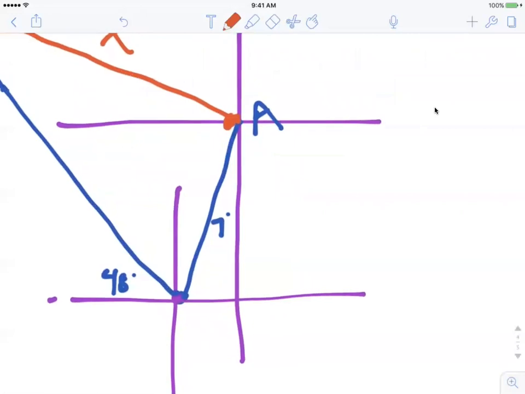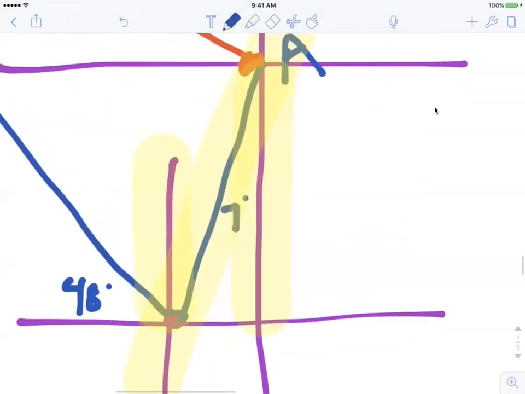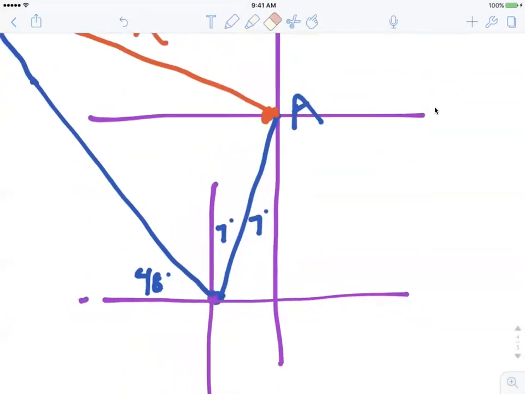One thing, notice I have two parallel sides. Let's do some highlighting. This and this are parallel, right? And then you have this line going between them. Alternate interior angles are equal, right? So if that's 7 degrees, then this angle in here is also 7 degrees. Let's remove those highlights.